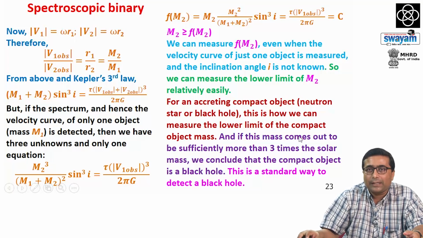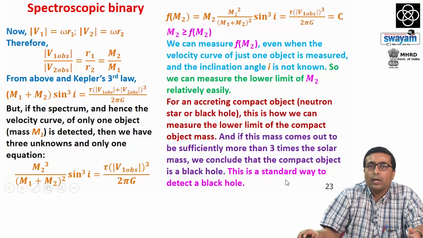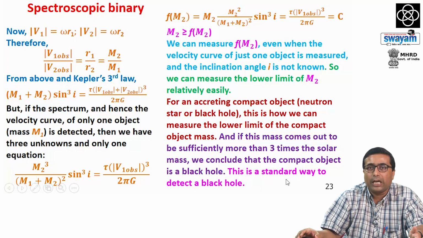And if this mass comes out to be sufficiently more than 3 times the solar mass, we conclude that the compact object is a black hole, because a neutron star mass cannot be much higher than 3 solar mass. And this is a standard way to detect a black hole, and this was the first time a black hole was roughly confirmed by measuring its dynamical mass, which came out to be much higher than 3 times the solar mass.